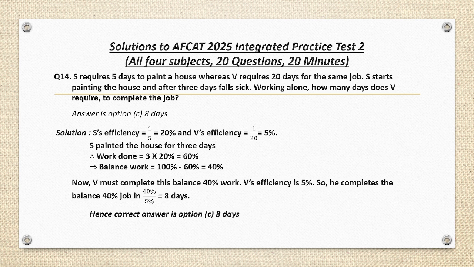And S painted the house for 3 days. So 3 into 20, 60%. So he has completed 60% work. And what is the balance work? 40%, right? And V has come now. His efficiency is 5%. And what is the balance work? 40%. 40% divided by 5%, 8, right? So he requires 8 days. Option C, right? I hope this efficiency method you have understood well, right? Practice this method also. It gives you immense speed and accuracy.